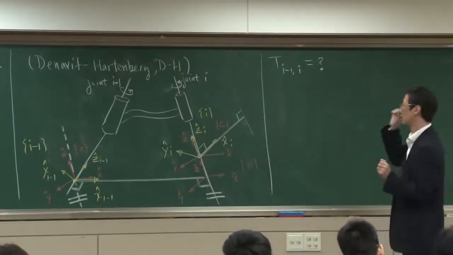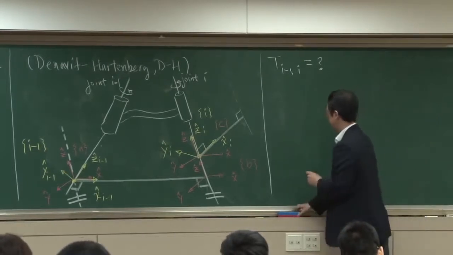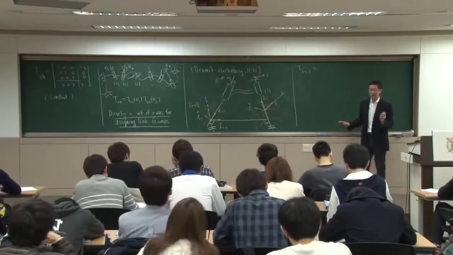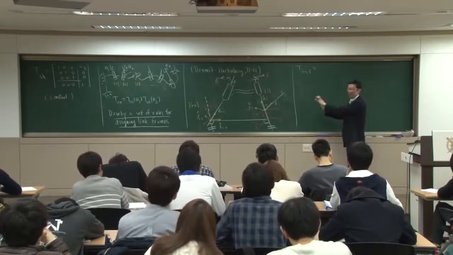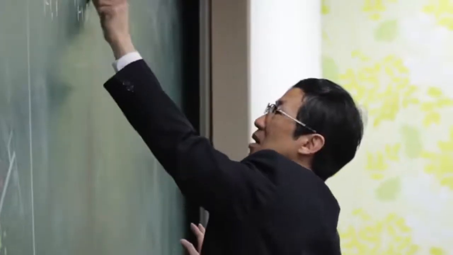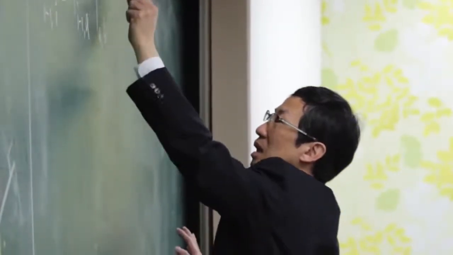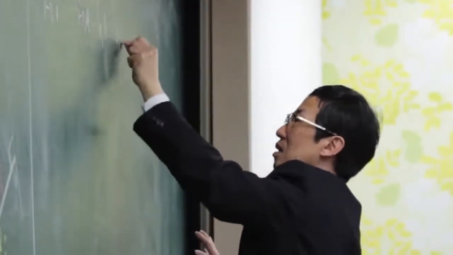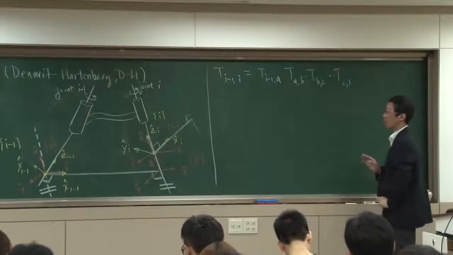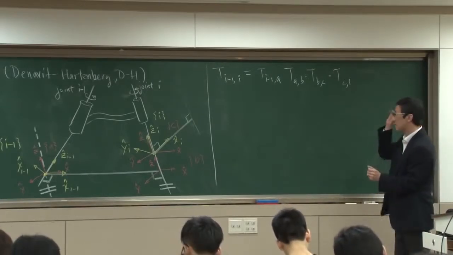All right, so let's get rid of the question mark. I'm going to write this. So I've broken it up even further. So this is going to be T I minus 1 to A, times T A to B, times T B to C, times T C to I. Okay? So that's my strategy.